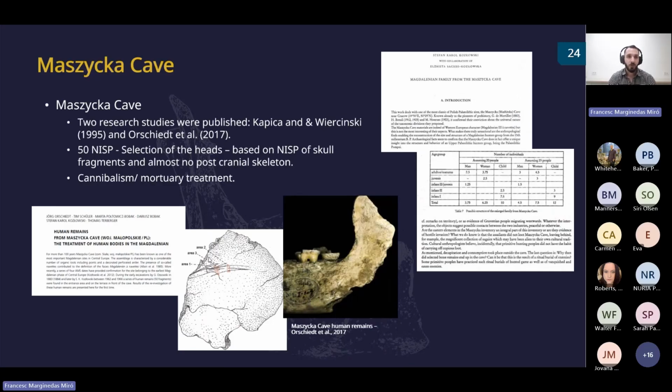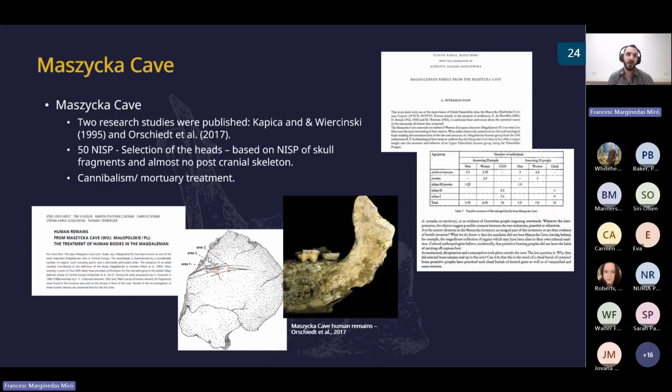So through this whole assemblage, the human remains are about 50 fragments, most of them cranial remains. And this led to two publications, one in 1995 by Kapik and Wersinski, and a revision of the same remains in 2017 by Professor Orschiedt and colleagues. The first publication suggested that it was a case of cannibalism, while the revision from 2017 suggested that it was a case of mortuary treatment that involved the active manipulation of the heads, but without consumption.